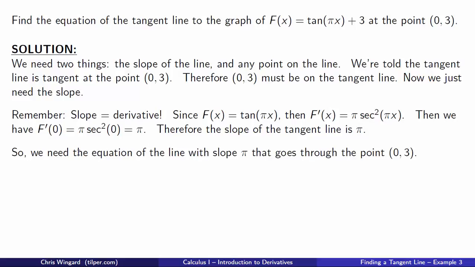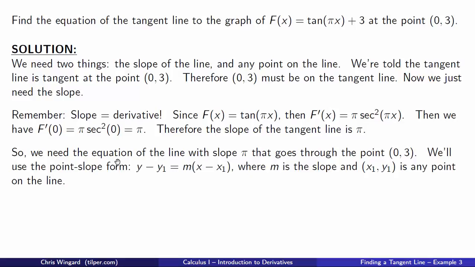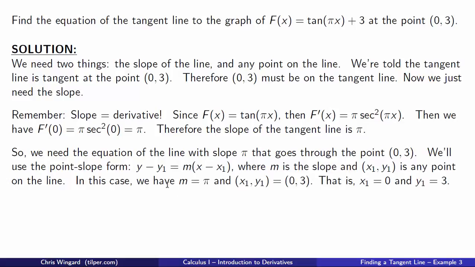So basically it's a pre-calculus thing now because all the calculus stuff is done. We just need the equation of the line that has slope pi and goes through the point (0, 3). So we're going to use the point-slope form equation of a line: y minus y1 equals m times the quantity x minus x1, where m is the slope, and (x1, y1) is any point on the line. We have all three of these quantities here. In our case, m is pi, and (x1, y1) is (0, 3). In other words, x1 is 0, and y1 is 3.